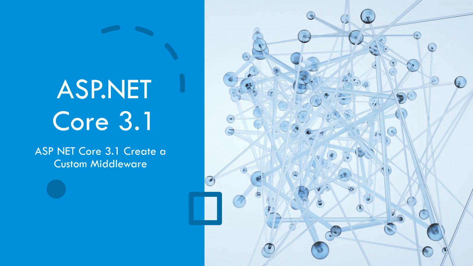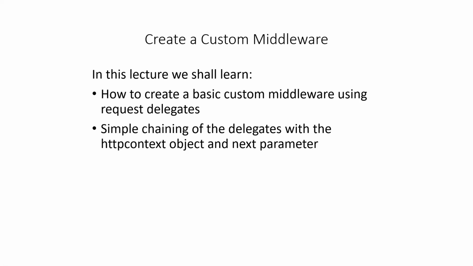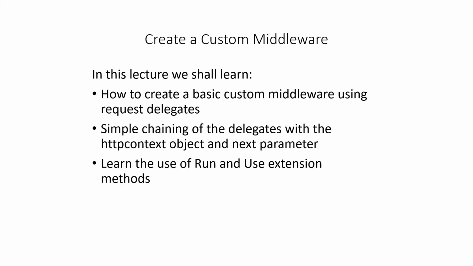In this lecture, I'll be talking about ASP.NET Core and creating a custom middleware. So here are the learning outcomes: how to create a basic custom middleware using request delegate and simple chaining of the delegates with the HTTP context object and the next parameter. And we'll learn the use of Run and Use extension methods, and this will be all practical. Okay, so no more theory for this part.